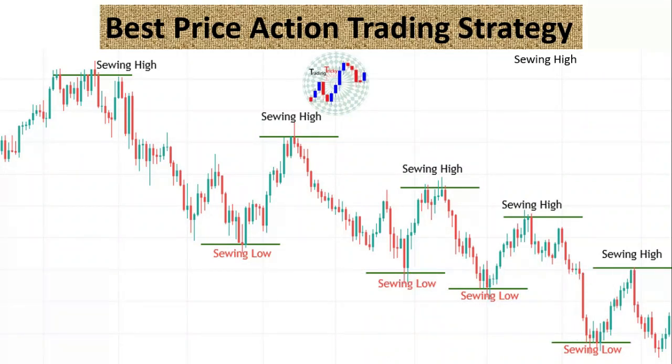Now apply what you have learned already. You might be thinking what to do with reading chart patterns. Well, that's why I am here today. Now let's talk about reversal chart patterns.